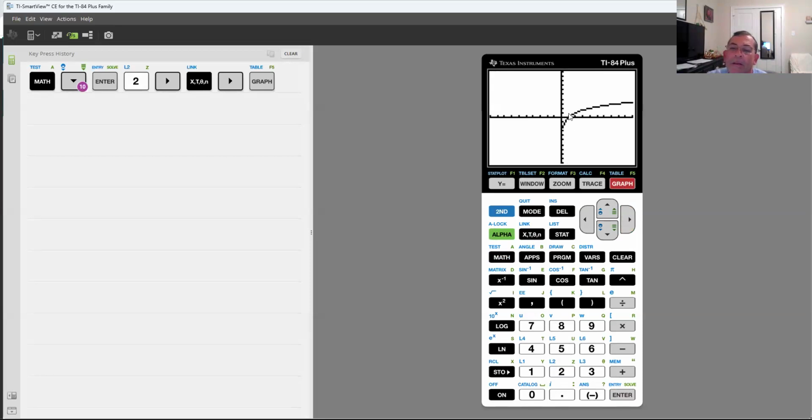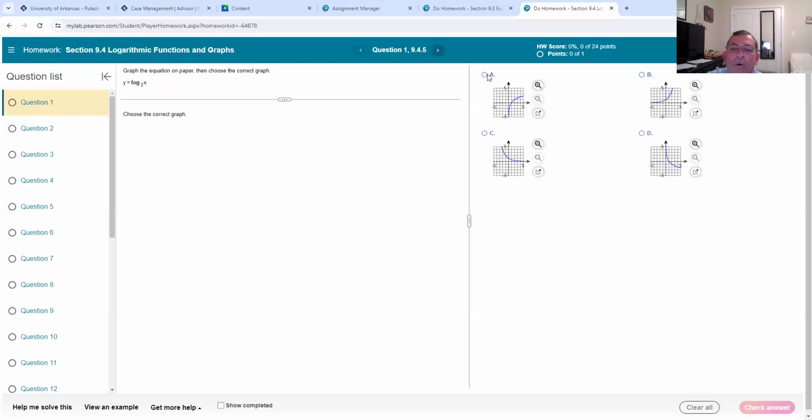And notice these graphs make a vertical asymptote with the y-axis. Now you'll notice it doesn't go on the negative side at all. Everything's on the positive side of the y-axis. So on that, we got our picture. We would go to MathLab, and the only one doing that would be A.